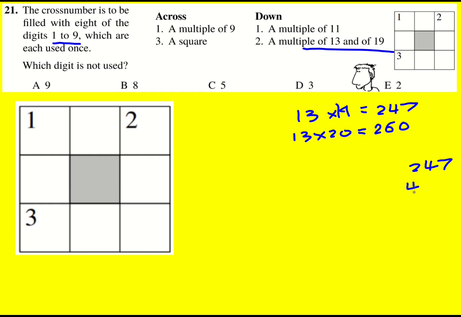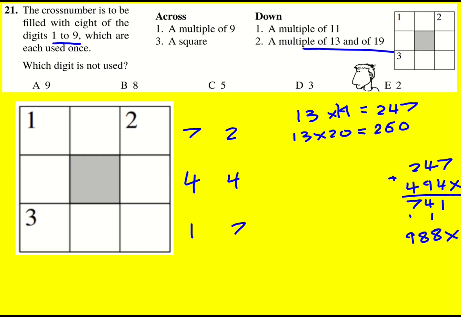If I double that, I'm going to get 494, which by the way is out because that's got a repeated digit. If I add these two together, then I'm going to get a 1, carry the 1, 13 plus 1, 4. I'm going to get 741. That is a possibility. Or I could double the 494, which would be 988. So that one's out as well because it's a repeated digit. So one down is either 741 or 247.